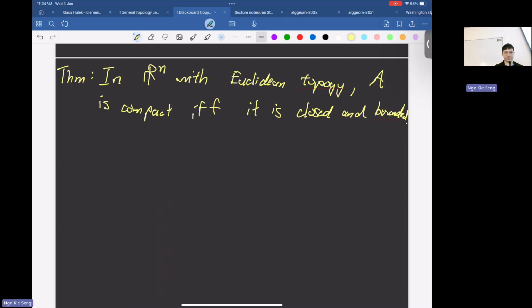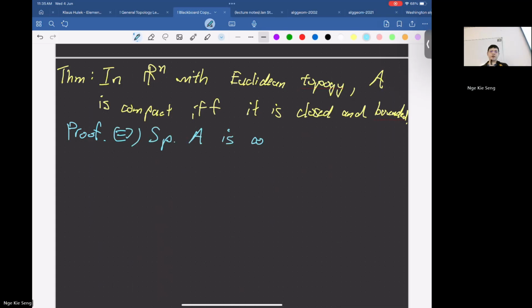Okay, let's quickly show this. Not very hard. Proof. So you already have a compact set in Rn. To reach closed, what else do you need? Do you remember last hour?